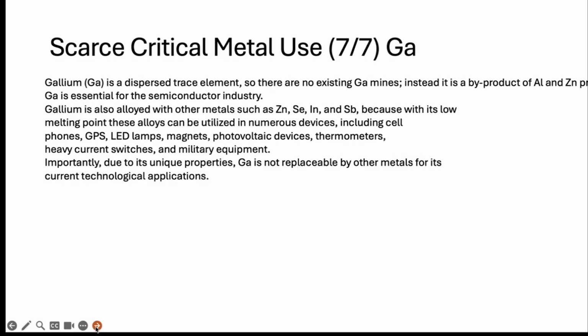So the last one of the scarce critical metals is gallium. It's a dispersed chemical trace element. There are no existing gallium mines. Instead, it's a byproduct of aluminum and zinc production. It's essential for the semiconductor industry. It's also alloyed with other metals such as zinc, selenium, indium, and antimony because of its low melting point. And importantly, it's got some unique properties. It's not replaceable by other metals for its current technological applications.